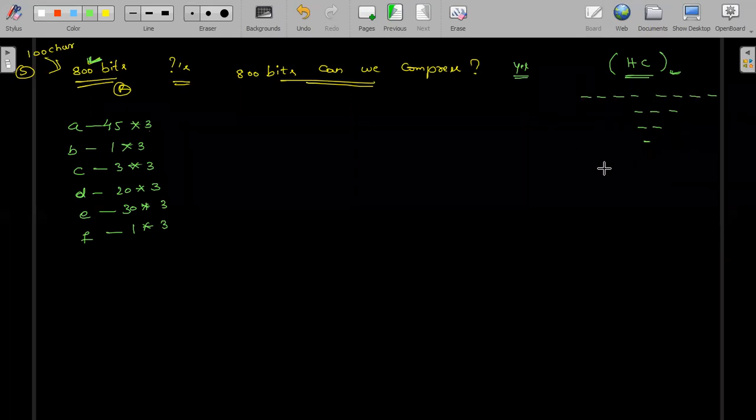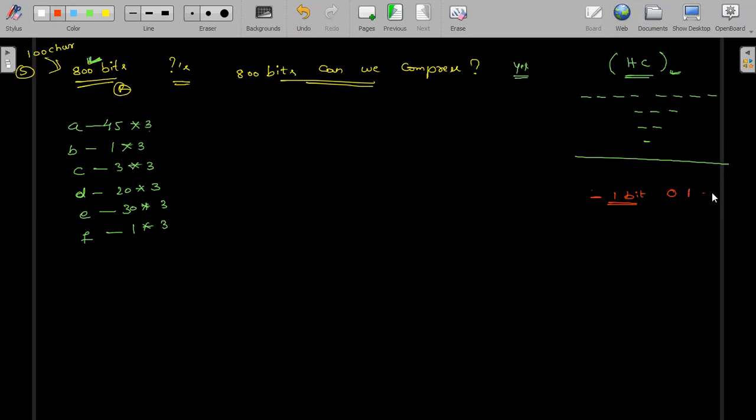1 bit for this. Now, please observe everyone here. 1 bit means how many combinations will you get? Here I am talking about 1 bit. Either you can store 0 or 1. 2 combinations. Correct? 2 combinations. Yes or not?